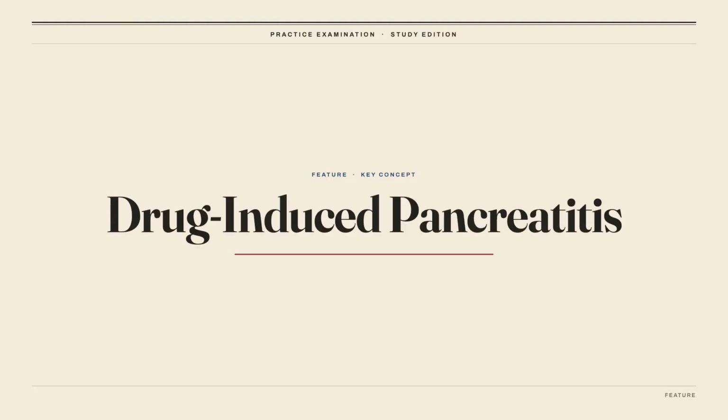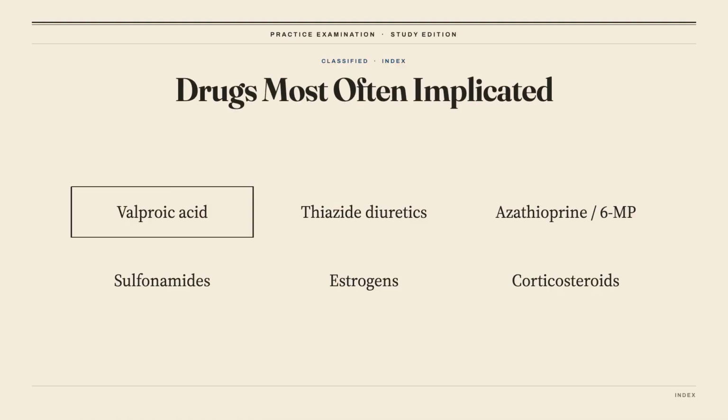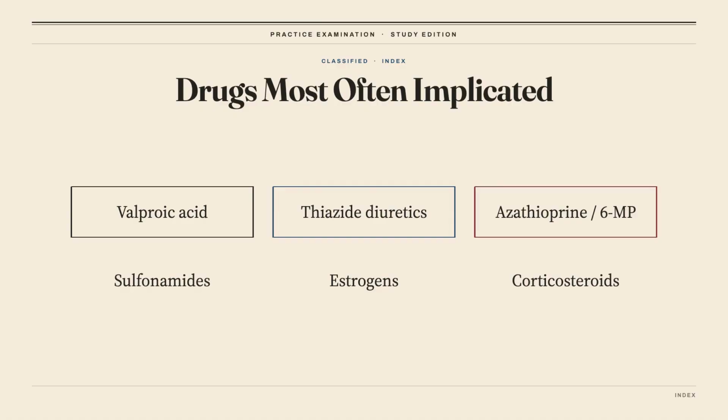When pancreatitis shows up without gallstones, alcohol, or high triglycerides, the medication list becomes the most important clue in the chart. Drug-induced pancreatitis is rare compared to biliary or alcoholic disease, but because it's completely preventable once recognized, it carries outsized clinical importance. A short list is worth memorizing: valproic acid, thiazide diuretics like hydrochlorothiazide, azathioprine and mercaptopurine, sulfonamide antibiotics, estrogen-containing preparations, and corticosteroids. Some of these drugs are directly toxic to acinar cells.